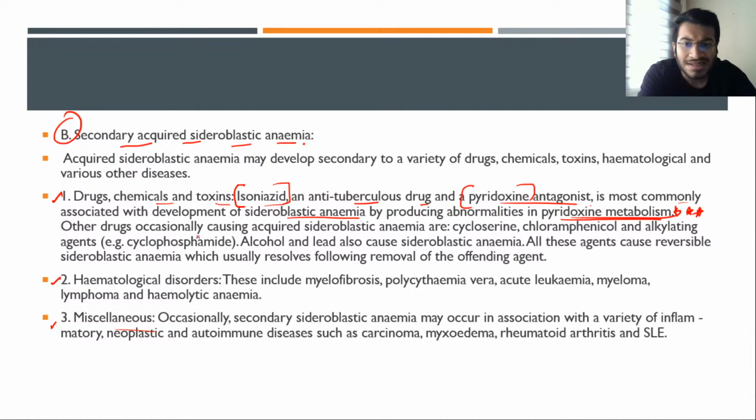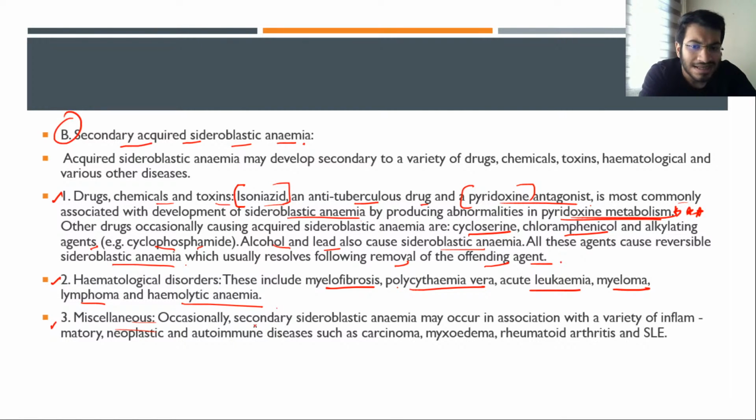Other drugs occasionally causing acquired sideroblastic anemia are cycloserine, chloramphenicol, alkylating agents like cyclophosphamide, alcohol, lead. They also cause sideroblastic anemia. All these agents cause reversible sideroblastic anemia, which usually resolves following the removal of the offending agent. Then hematological disorders. These include myelofibrosis, polycythemia vera, acute leukemia, myeloma, lymphoma, hemolytic anemia.